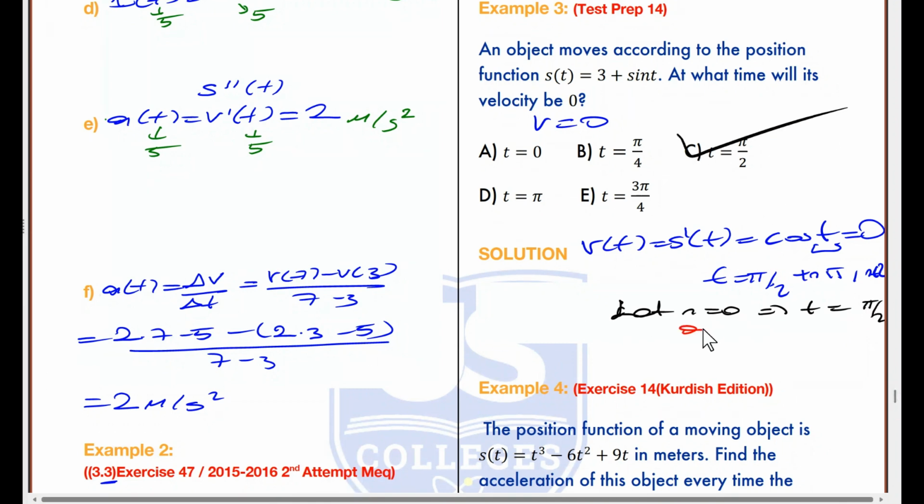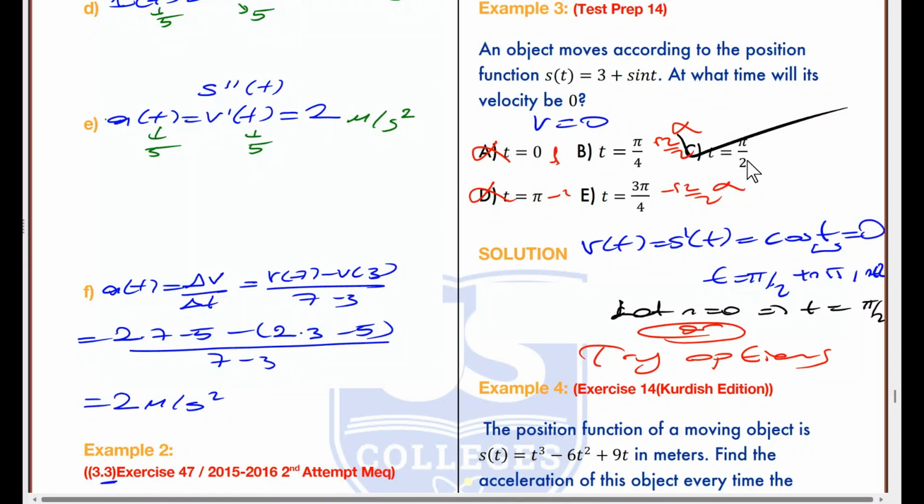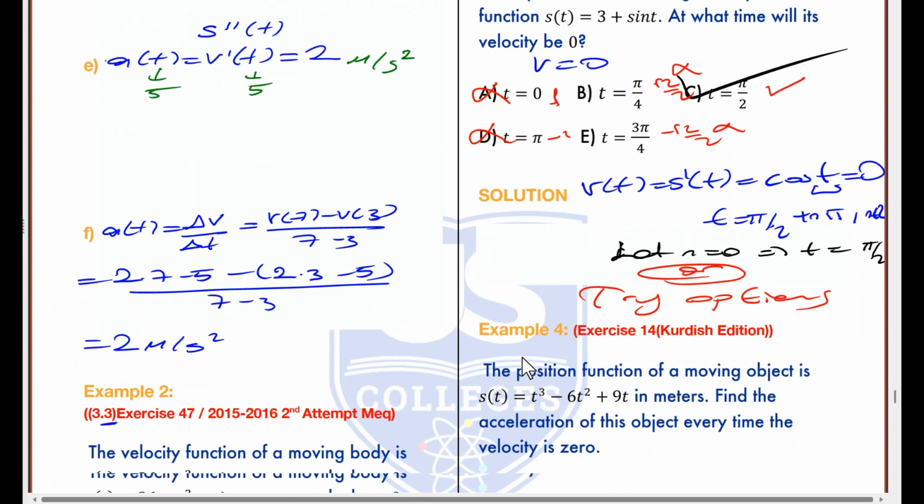Or we don't have to do it in this way. We can just try options. If we try options, how does it work? Substitute 0 for t in the derivative. Cosine 0 is 1. It is not your answer. We are looking for 0 at the end. Cosine pi, negative 1, not the answer. Cosine 3 pi over 4, negative square root 2 over 2, not the answer. Pi over 4 gives you square root of 2 over 2, not the answer. Pi over 2 gives you 0. So this is the answer. Either by solving or trying options, you'll find the answer.